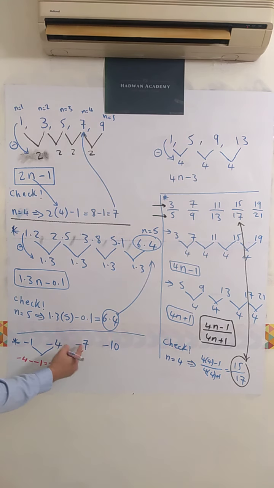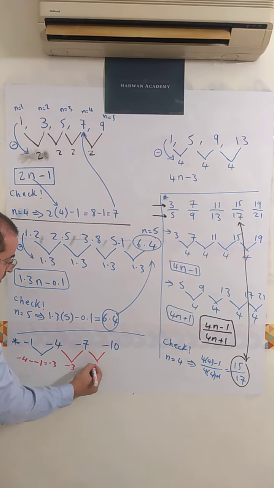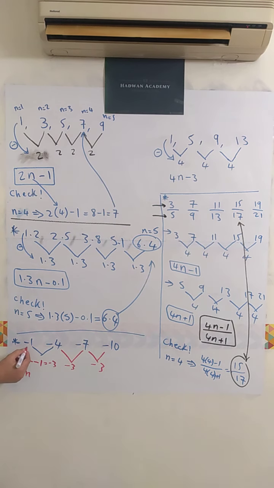And here minus 7 minus minus 4 gives minus 3. Minus 10 minus minus 7 means minus 10 plus 7, which is minus 3. So we have minus 3 here, and now minus 1 minus minus 3 means minus 1 plus 3, which is 2. So the nth term here, I'll take just the answer, is minus 3n plus 2. I hope you understand this last case.